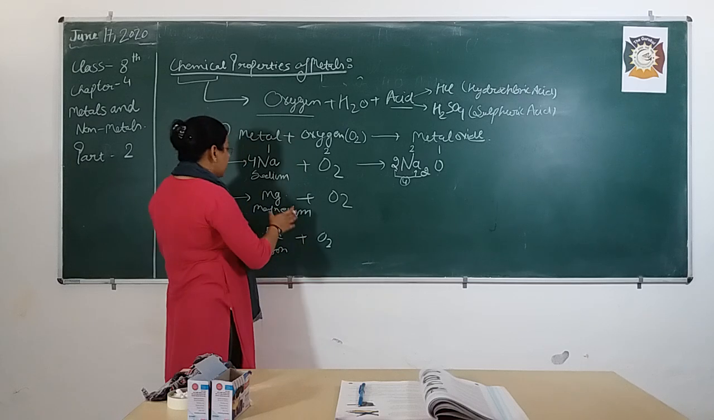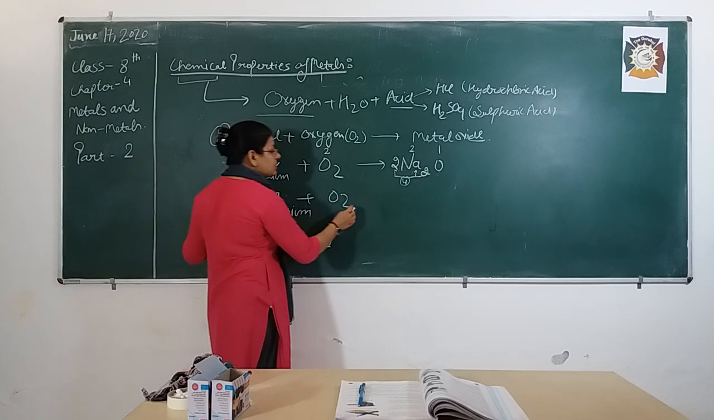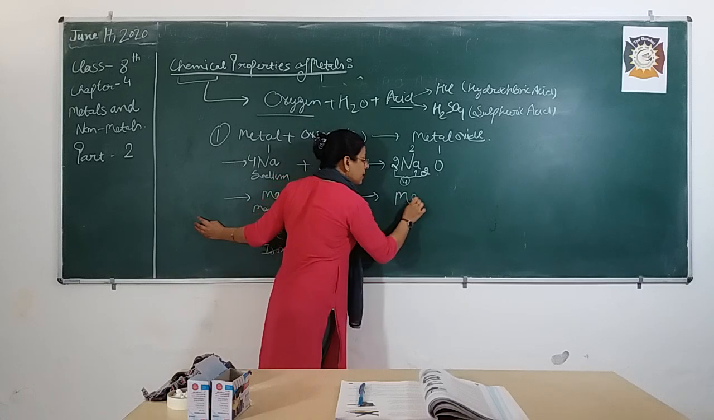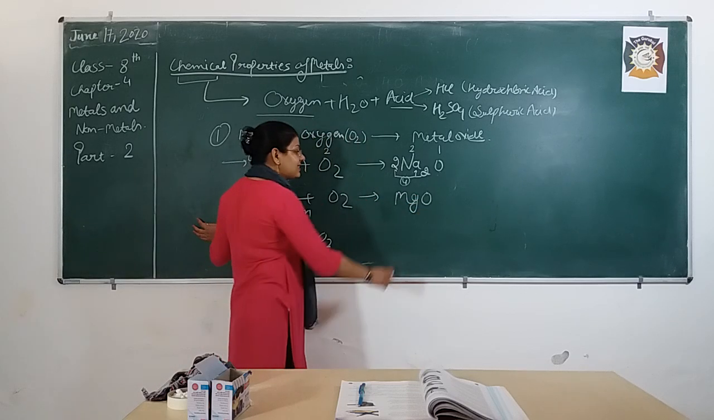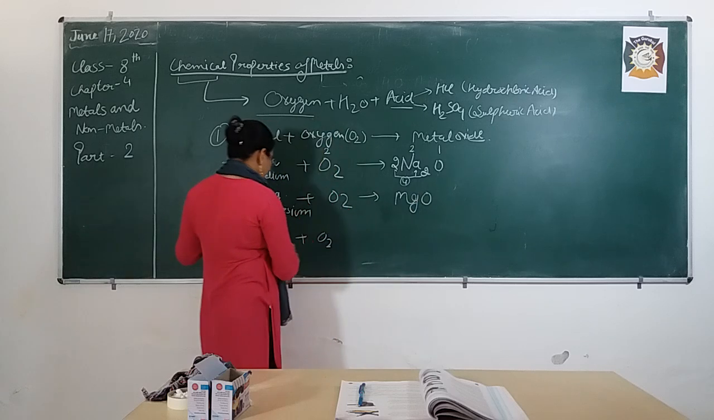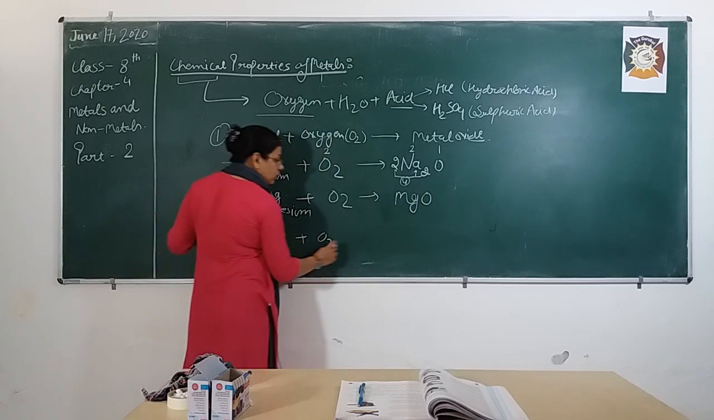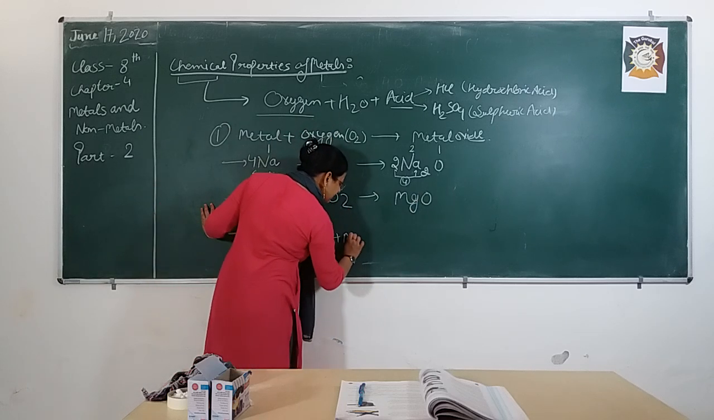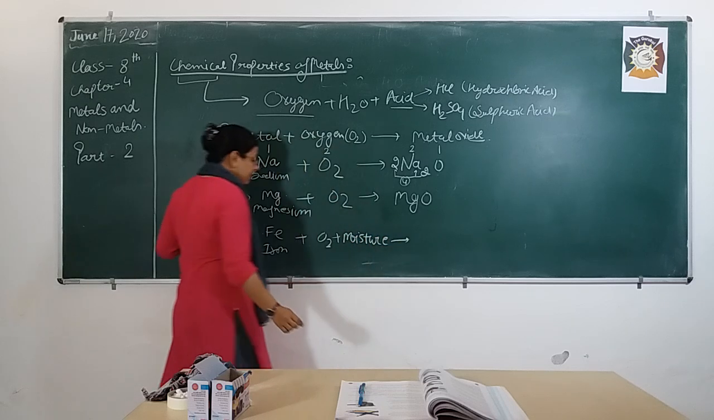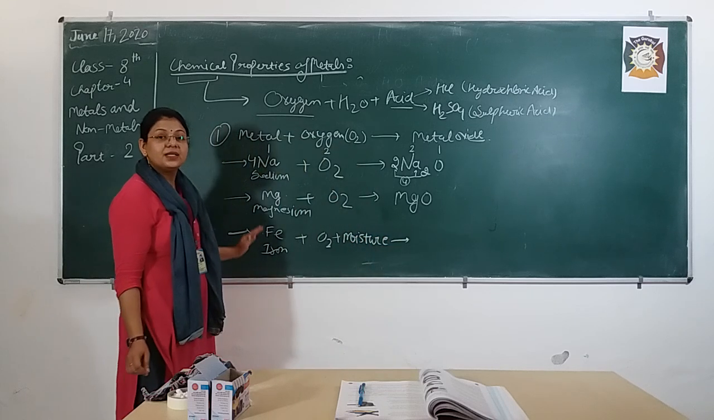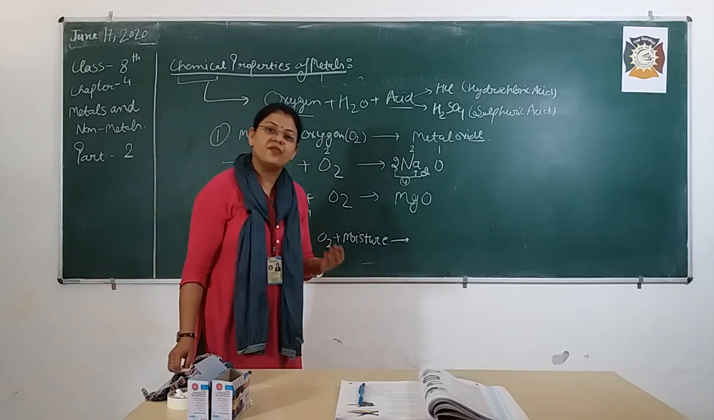Okay bache? Now here, magnesium and oxygen lead to the formation of what? Magnesium oxide. The formula for magnesium oxide is MgO. And iron, when it reacts with oxygen, here one more content is also present, that is moisture. But this reaction is nothing but the representation of rusting of iron.